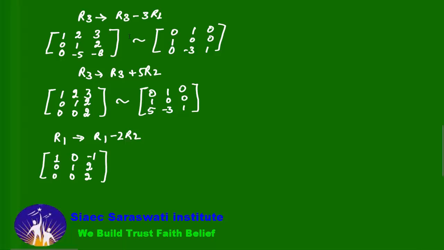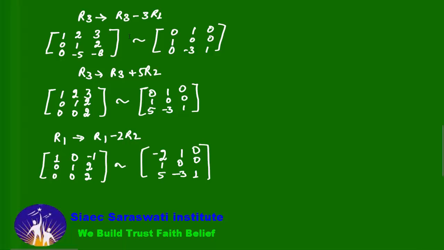Okay, and equivalence to this one we got that that will be minus of 2, 1 and 0, R2 no change and R3 also there will be no change. Okay, so that is 1.